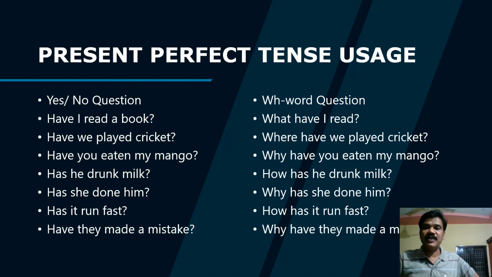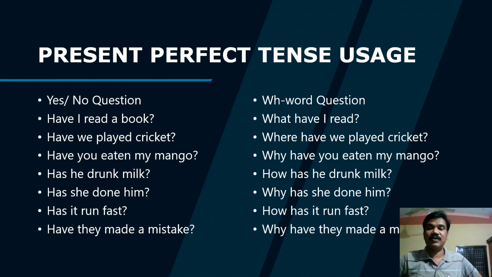Now let's learn yes or no questions and WH word questions. Have I read a book? What have I read? Have we played cricket? Where have we played cricket? Have you eaten my mango? Why have you eaten my mango? Think in English. Understand it in Telugu. Has he drunk milk? How has he drunk milk? Has she done him? Why has she done him?